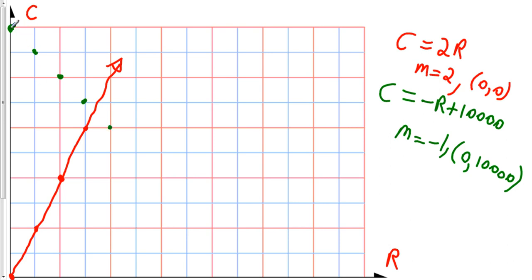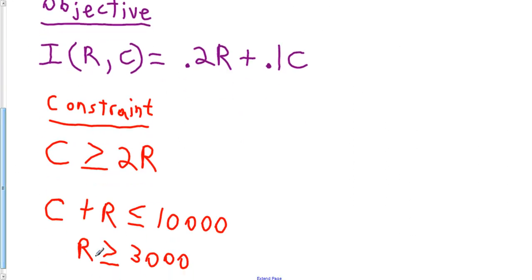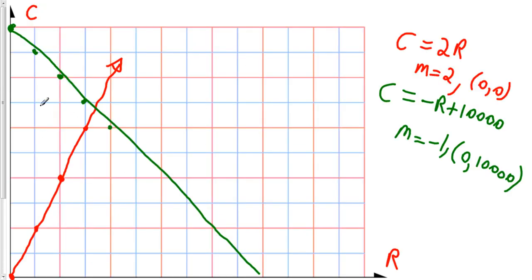All right, so this one looks more like this. Down one and to the right one each time. All right, and for this one, if you take a look here, when we solve this for C, we actually got C is less than or equal to negative R plus 10,000, which means I would be shading below this green line.